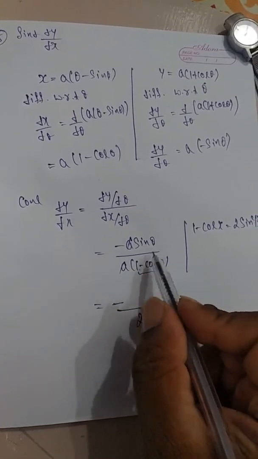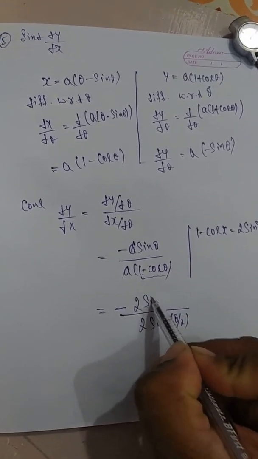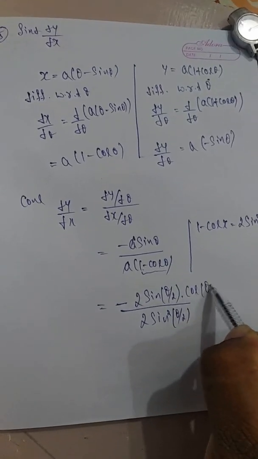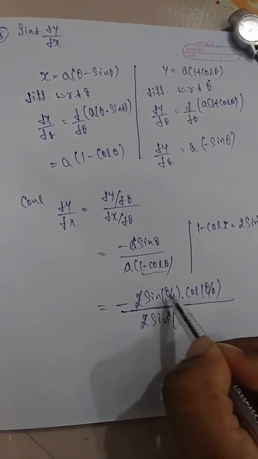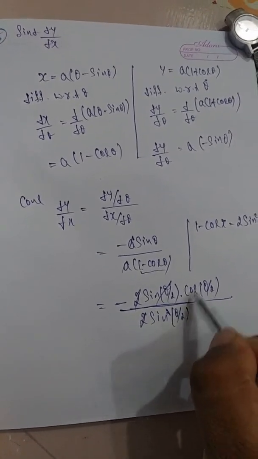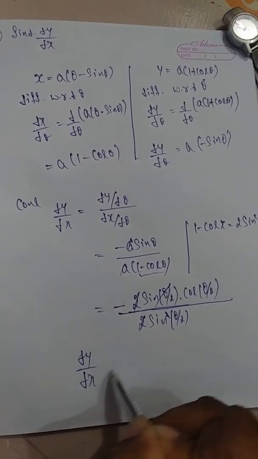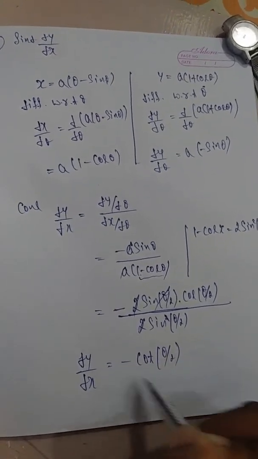Here for sin theta also you want to make use of the half angle formula: 2 sin theta by 2 into cos theta by 2. Now 2 cancels, sin theta by 2 cancels, cos by sin is cot. So dy by dx is equal to minus cot theta by 2. So this is the answer.